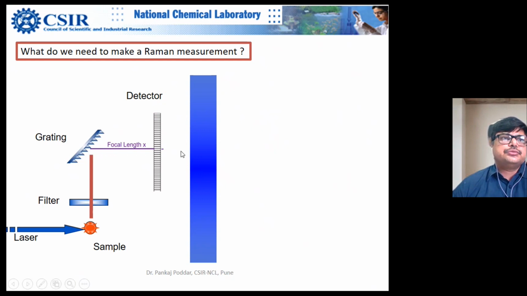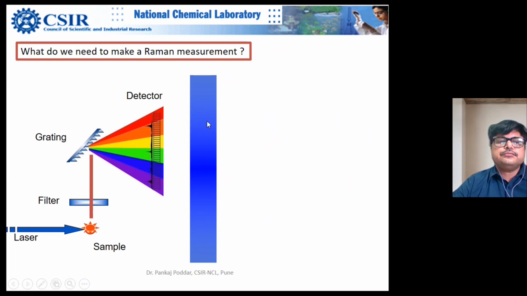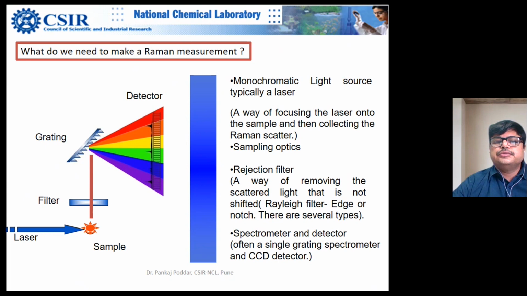But if you go to 2400 millimeter by making it go round and round, okay, the more you spread out, the resolution becomes better. So typical resolution is 1 centimeter inverse, but it can be better than that. It can be 10 times better, 0.1 centimeter inverse. So finally, you have a detector, and these are all the details: rejection filter, spectrophotometer and detector.